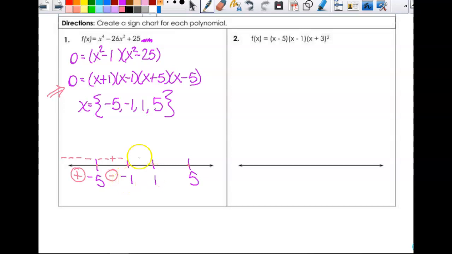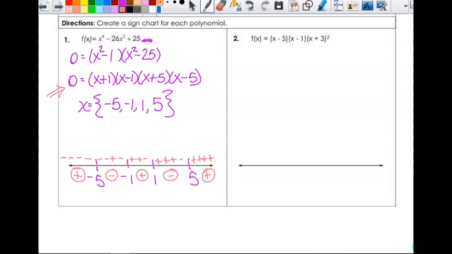Between -1 and 1, I can pick 0. 0 is always the easiest because then that'll give me positive, negative, positive, negative. So that's positive overall. Then between 1 and 5, I can choose 2. Putting 2 in here would be positive, and then here, positive, here, positive, and then negative. So that's negative overall. I could pick 6 over here, so that's going to give me positive, positive, positive, positive, and it's positive overall.